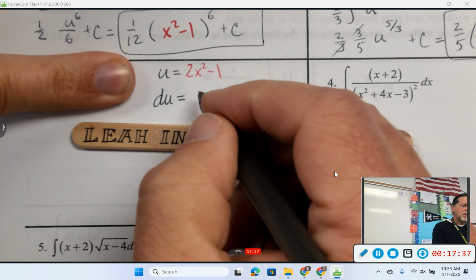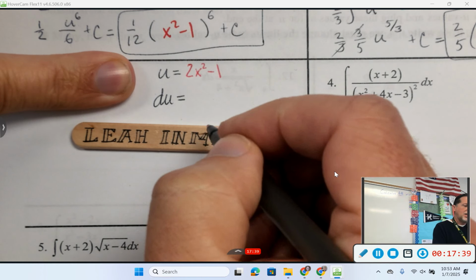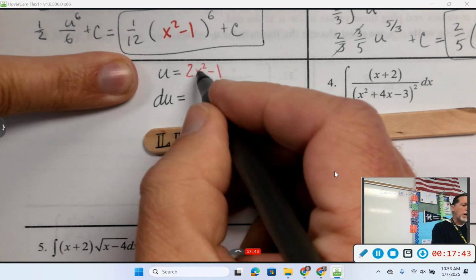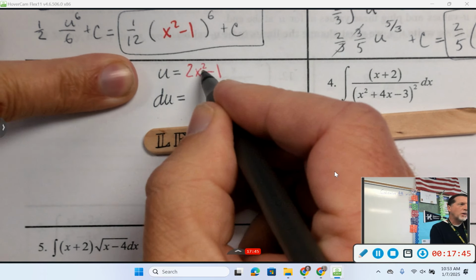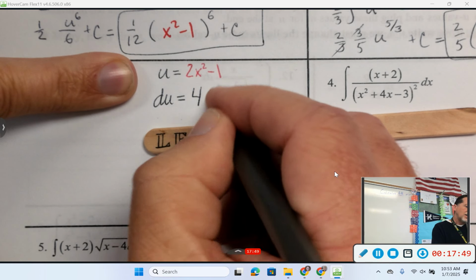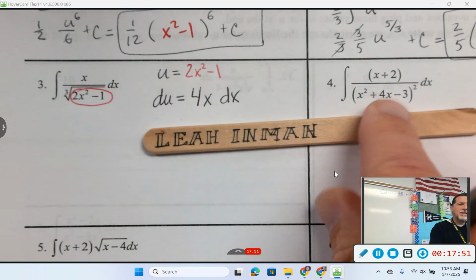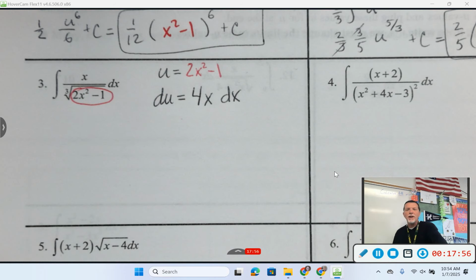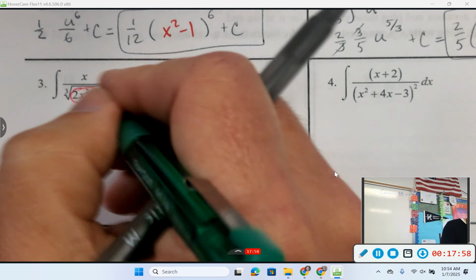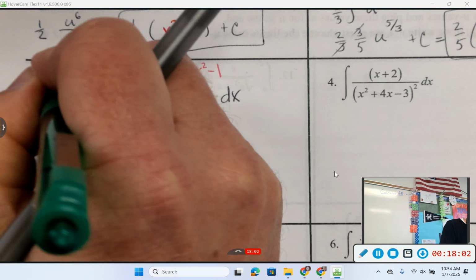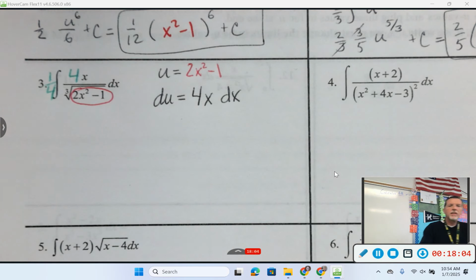Would just be... I'm so honest, I'm blanking. I have no idea. So power rule, bring the 2 down, decrease the power by 1. 4x, so 4x dx. Now, you were right to be peeking ahead at the numerator because we were certainly hoping it would match something in the numerator. And we're pretty close. Just need a 4 and a 1/4.